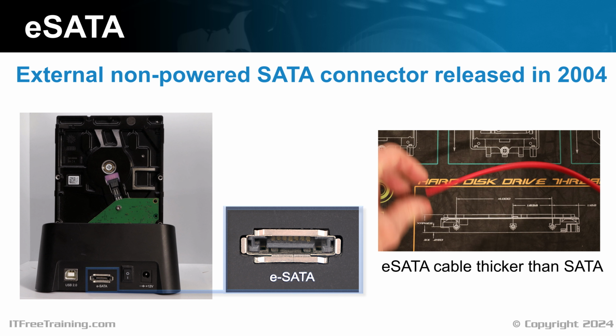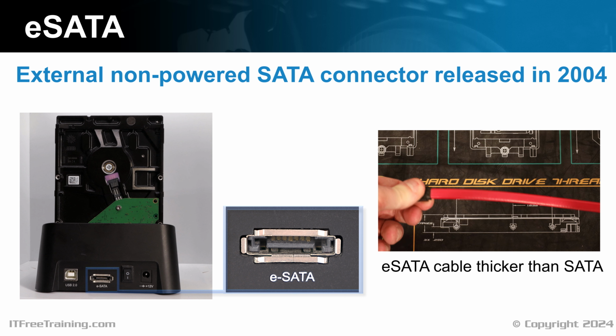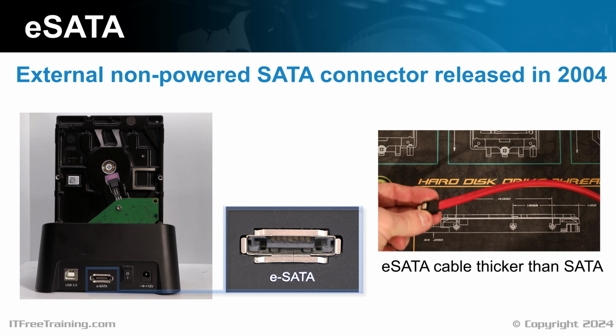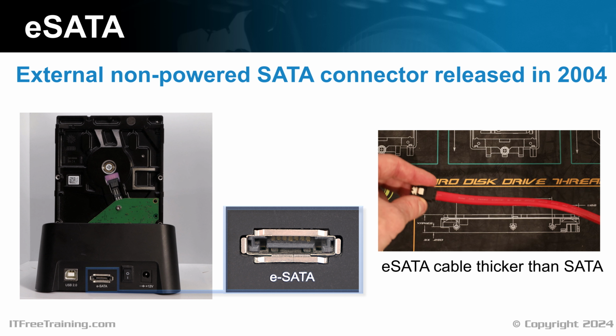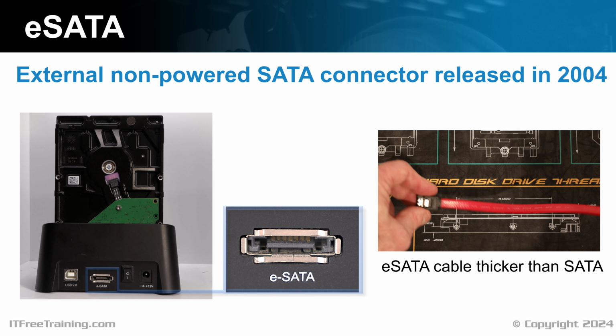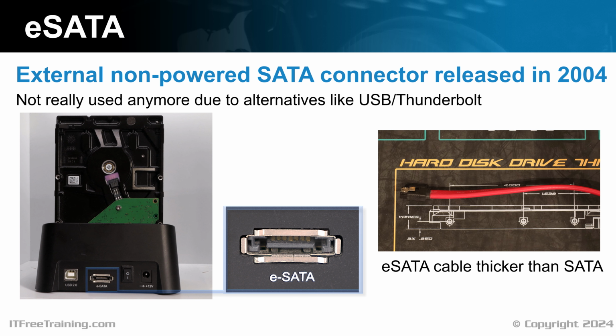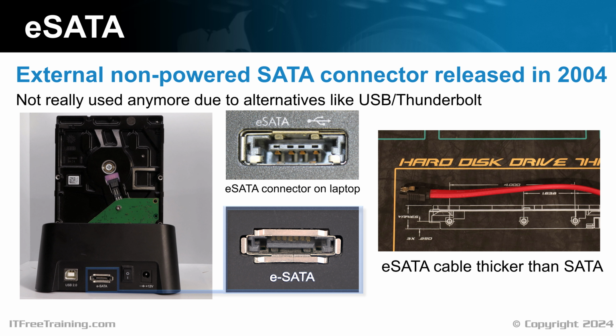At the time, eSATA allowed you to access external storage at the same speed as SATA would allow. However, as other technologies developed like USB and Thunderbolt, it became simpler for a user to use this other technology rather than using eSATA. Thus, eSATA is not really used because there are simpler and easier alternatives available that offer better speed. If your computer has an eSATA connection, it will look something like this.